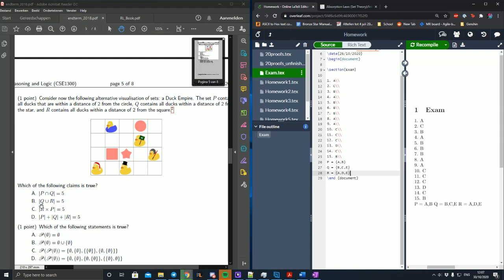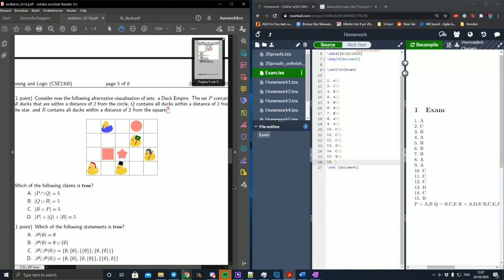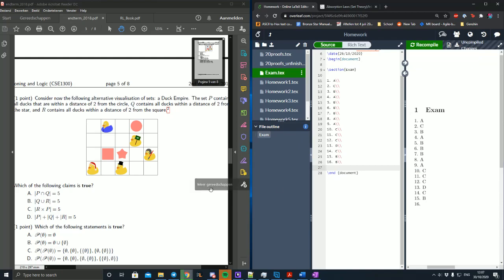The union of Q and R is 5. And we know Q is ACE, BCE, and then ADE. So let's start from Q. So that's B, C, E, A, D, E. But because there can only be one element of every set in the set, that's just this. So we know that this is B. Okay, next one.